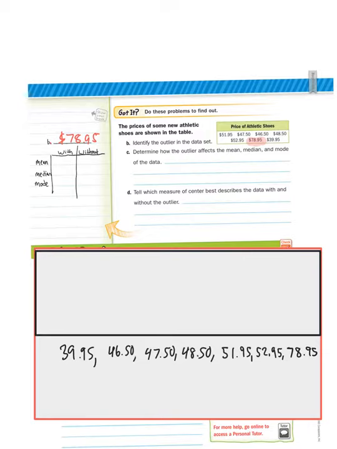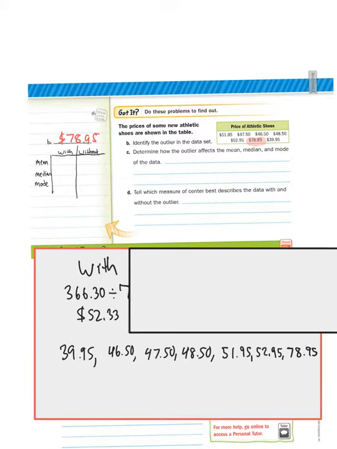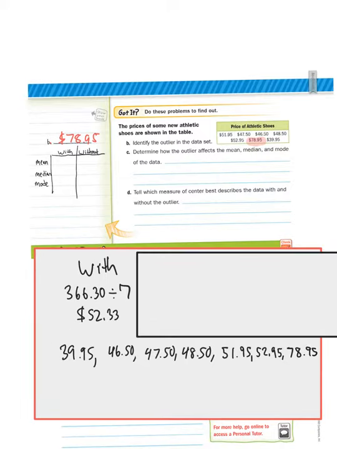Okay, so were you able to do it? Did you figure out your answers? All right, well, let's see, because I haven't figured out. So with the outlier, I added up all 7 numbers, and they added up to 366.3. And then I divided by 7, and I got like 52.328 something, and that rounded to 52.33. So that means with the outlier, the mean is $52.33.